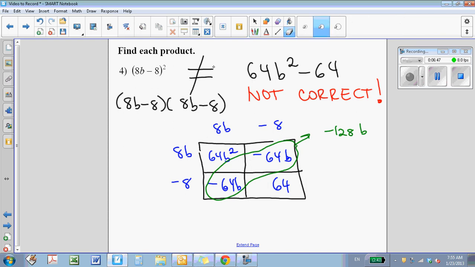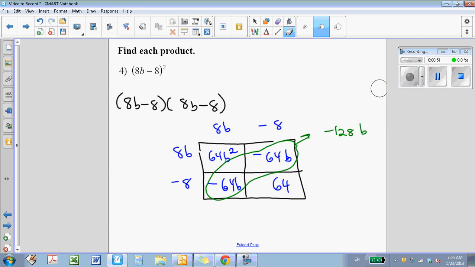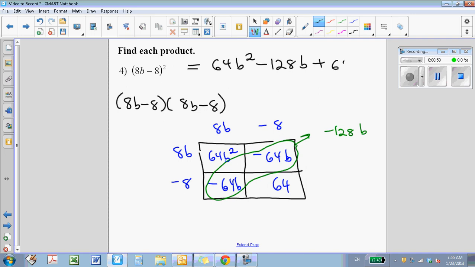So the actual correct answer here, and I want to make sure we don't have the wrong answer on our board here, is going to be 64b squared minus 128b plus 64.